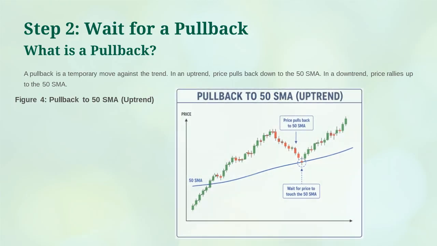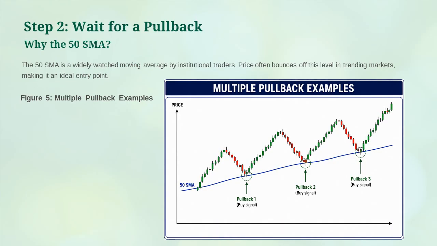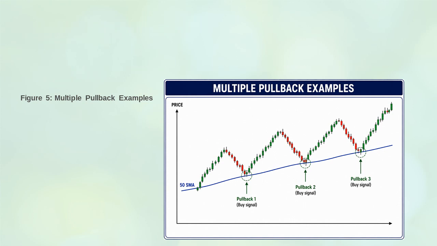Reference Figure 4. Here's an uptrend. Price moves up, pulls back to the SMA, bounces, and continues higher. This is exactly what we're looking for. Reference Figure 5. Look at all these examples, multiple pullbacks to the SMA, each one offering an opportunity to enter in the direction of the trend. The key is patience. Don't chase price. Wait for the pullback to the SMA.